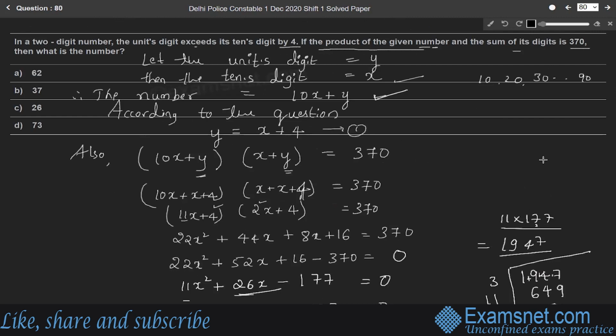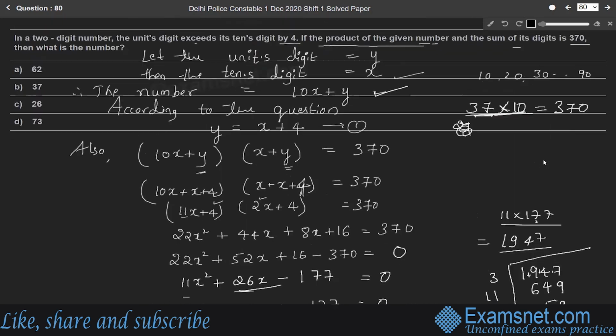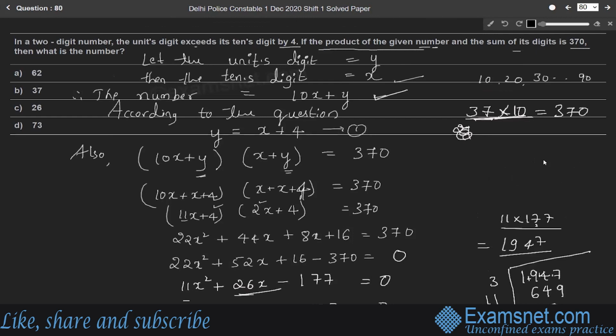So the product of the given number 37 and the sum of its digits, that is 3 plus 7 is 10, is 37 into 10, which is 370. Right? Therefore, the number is 37. Option B.